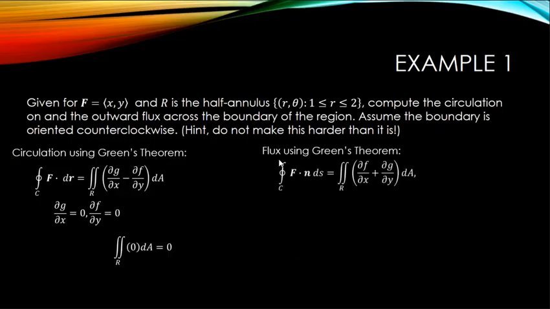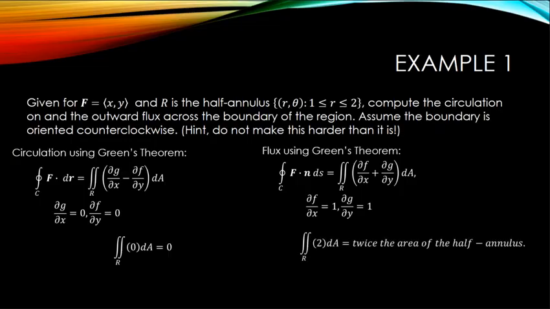Now I want to compute the flux using Green's theorem. The flux is given by the closed integral over C of F dotted with n ds. This is the double integral over R of the partial of f with respect to x plus the partial of g with respect to y dA. The partial of f with respect to x is 1. The partial of g with respect to y is 1. So this becomes the double integral over R of 2 dA, so that my flux is twice the area of the half annulus: 2 times 1/2 times the quantity 4 pi minus pi gives me 3 pi.